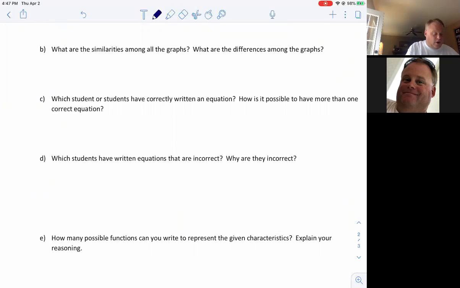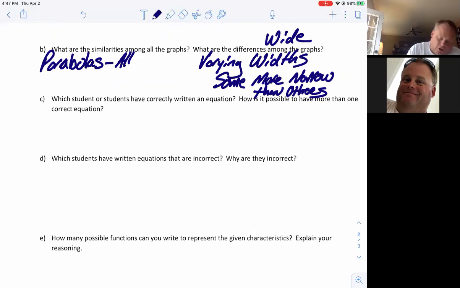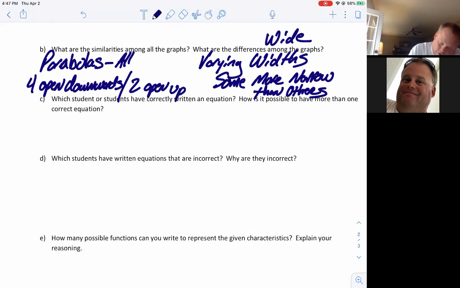So it says, what are the similarities amongst all the graphs? Well, they're all parabolas, right? Now, what are some of the differences among them? Well, they're varying widths, right? Some more narrow than others, right? Some are wide. Now, there are also 4 that open downwards. That was something you could have noticed. And 2 open upwards. Those are all things I could have noticed, or I did notice.